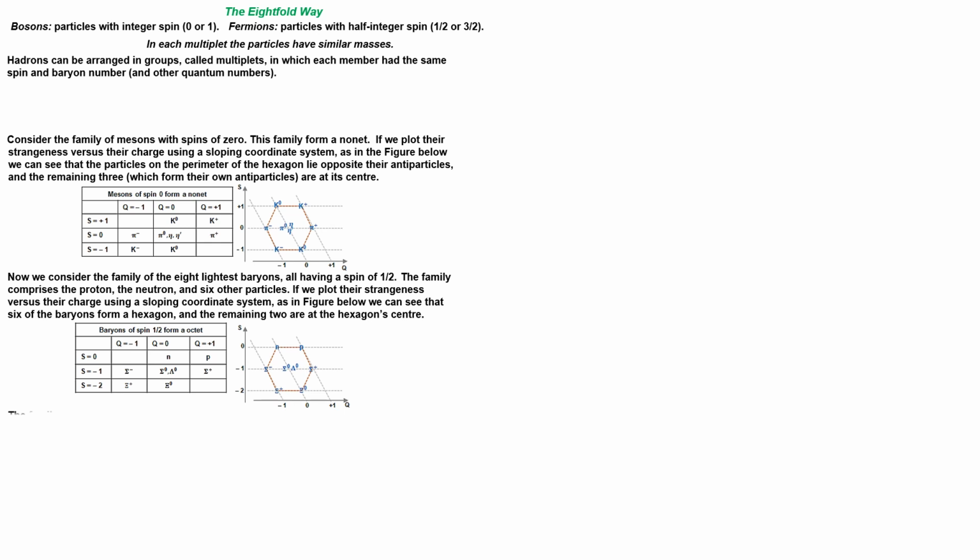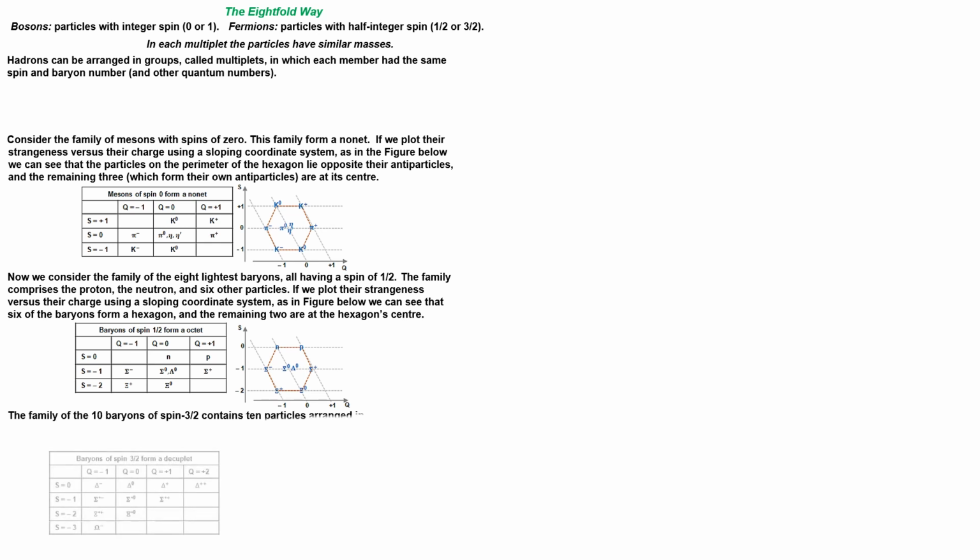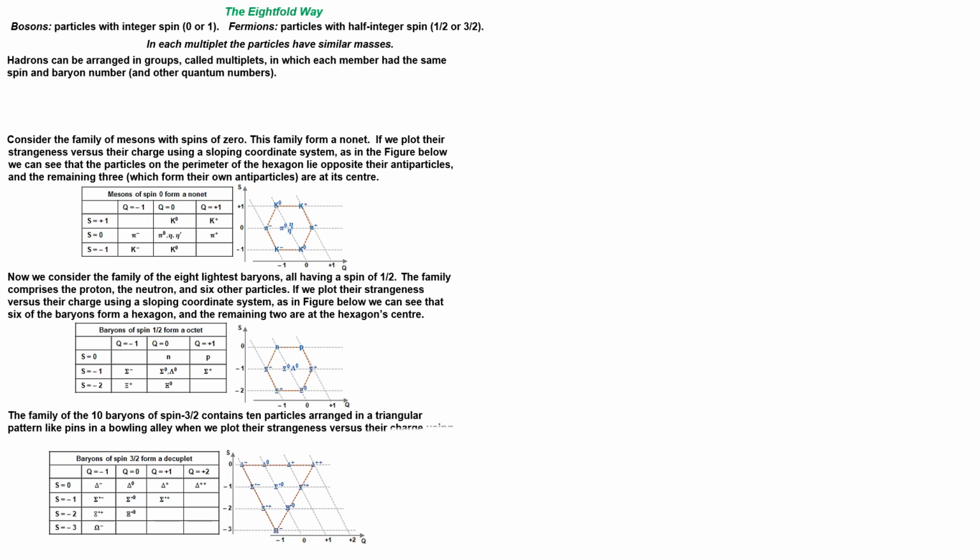The family of the 10 baryons of spin 3/2 contains 10 particles arranged in a triangular pattern like pins in a bowling alley, when we plot their strangeness versus their charge using a sloping coordinate system as we did above.